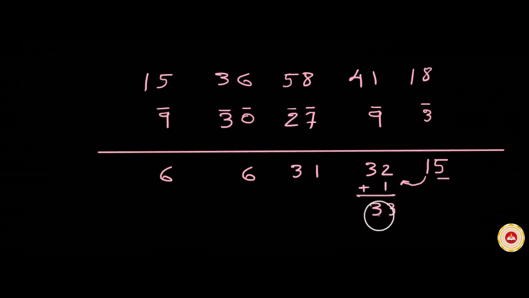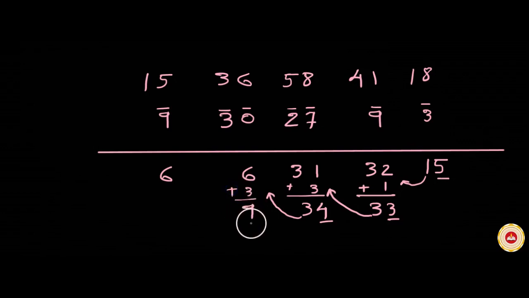Now come to this second part. Retain units place digit 3 and pass tens place digit 3 to its immediate left, which is 31. 31 plus 3, 34. Now come to this part. Retain units place digit 4 and pass tens place digit 3 to its immediate left, which is 6. 6 plus 3, 9. In this part there is only a single digit, the units place digit only, so no need to pass.